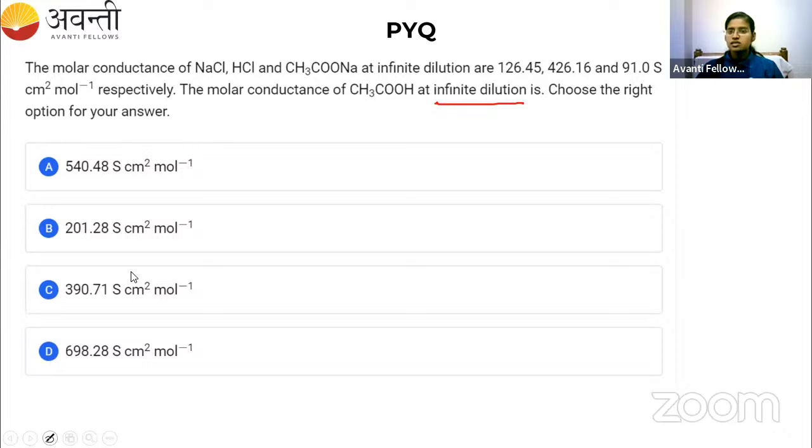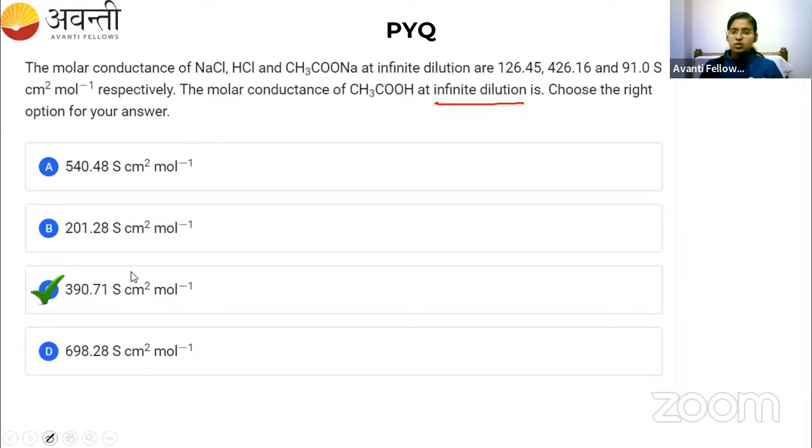Option C. Are you getting option C? Shimoga is getting option C. Other students are also getting option C. Yes, option C is the correct answer. So how option C is coming out to be the answer for you guys? So you have to use the same method.